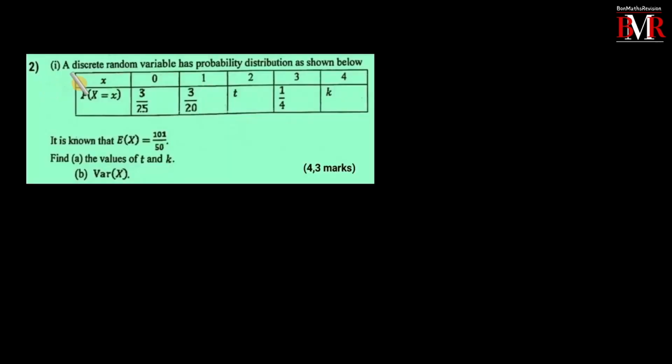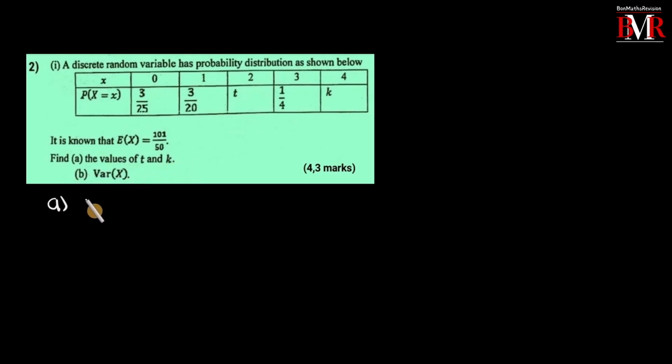Number 2. A discrete random variable has probability distribution as shown below. That is, X values are 0, 1, 2, 3, and 4, and the probabilities of the values of X are 3 over 25, 3 over 20, T, 1 over 4, K. It is known that the expectation of X, or E of X, is equal to 101 over 50. Find A, the values of T and K, B, the variance of X.